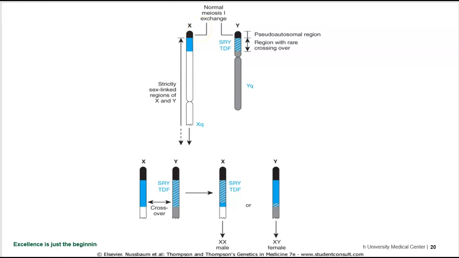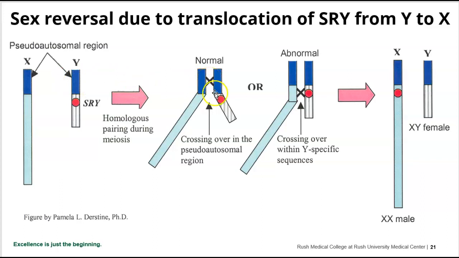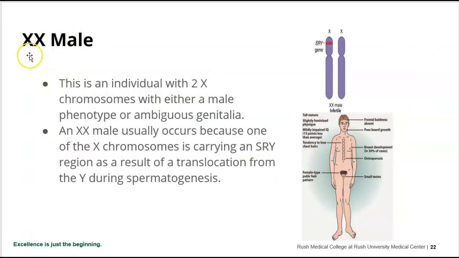And sometimes, if we cross over normally, we have our X, and then our Y has the SRY. This is how it's supposed to happen, but what if it happens a little bit further down? Then we have an X with the SRY and a Y without it. So if this X is donated, we can get an individual with 2 X chromosomes, but with the SRY. They could have either a male phenotype or what we call ambiguous genitalia. This is because the SRY is what determines if the bipotential gonad becomes a testes.